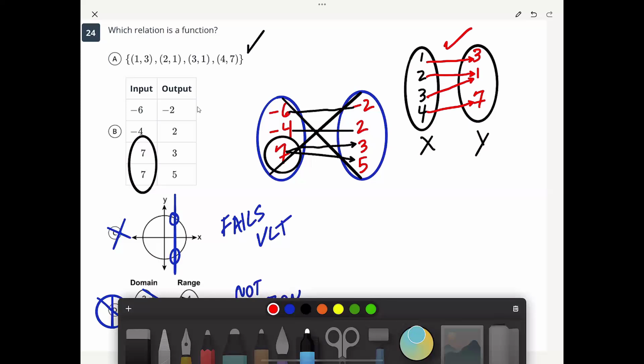Now, I just went through and showed you why the other three were not functions. I could have started with A and just done a mapping diagram, but I wanted you to see the other ones too and the things that you should be able to do. So I'm going to stop this and I'm going to post it.